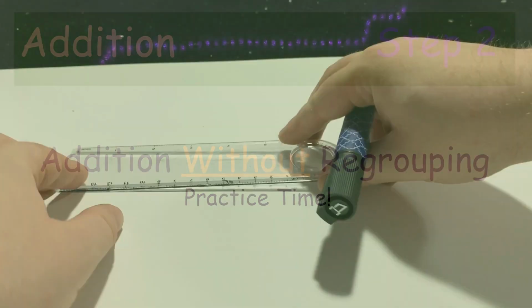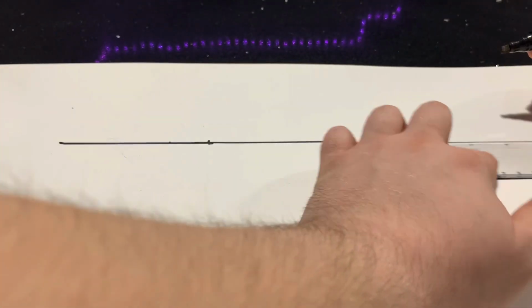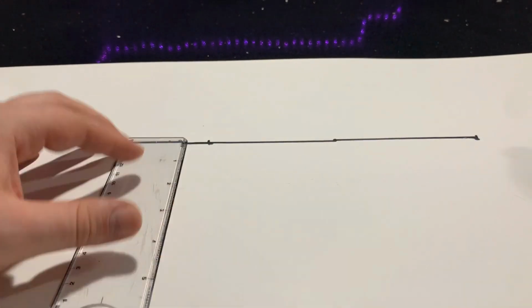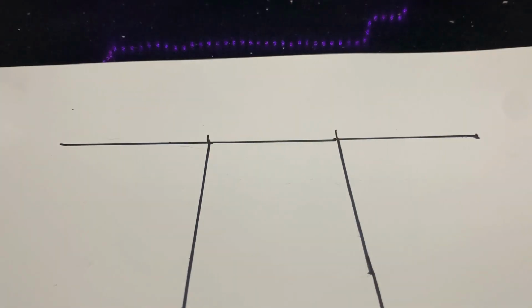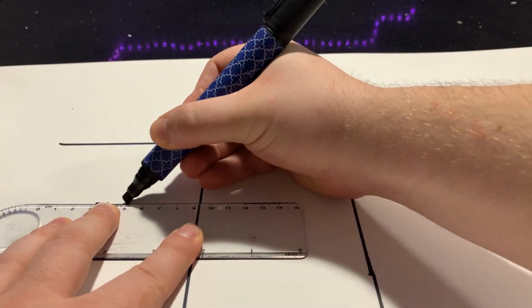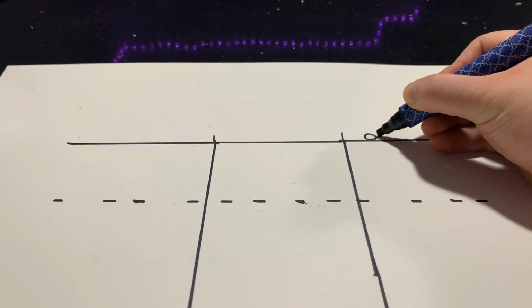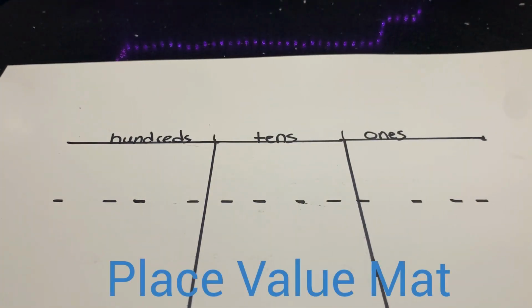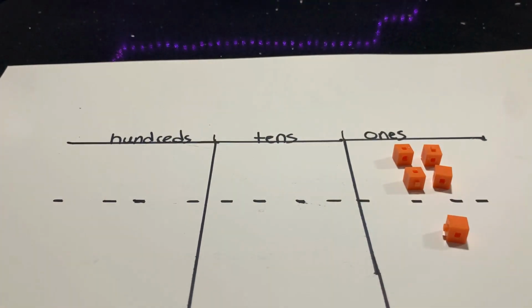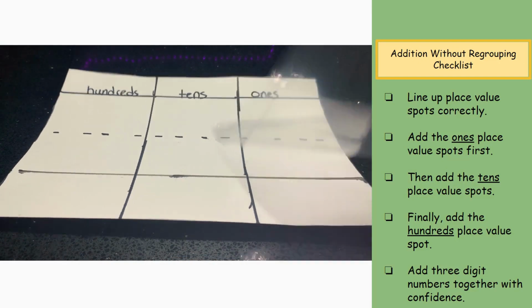Remember to practice every day. There are many different ways you can practice adding without regrouping. Some tools I recommend exploring to reinforce learning are practice worksheets, making a place value mat and adding each spot with the correct place value blocks, and playing 2, then 3-digit addition math games. You'll know you're ready for the next video, Addition with Regrouping, when you are able to follow this checklist consistently.